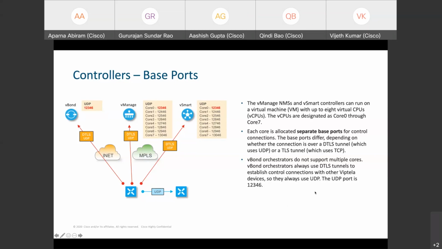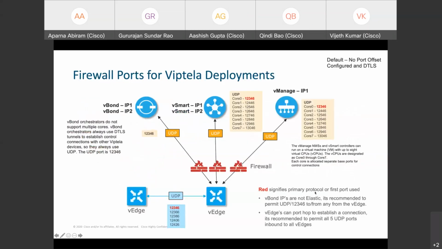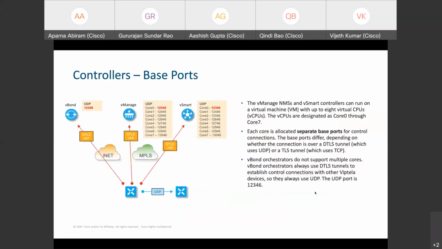For vBond, we don't use any core. vBond remains using 12346. We don't need any other port for a control connection to form with vBond. It will always be UDP, which is 12346. For vManage and vSmart, it can be either DTLS or TLS. If it is DTLS, the port starts with 1. If it is TLS, all of these port numbers start with 2. In the upcoming section, I will show you how these TLS ports look. Next slide.